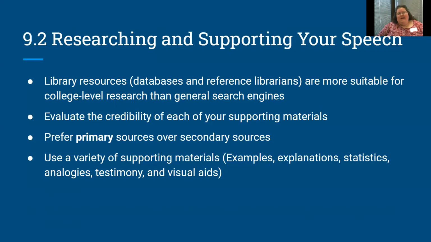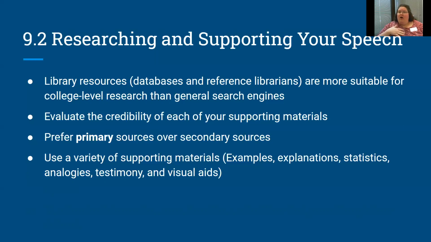So if you look at encyclopedias, those sorts of things, that's all secondary research. And it's just not as valuable in this type of setting as primary sources. And then the last thing I want you to remember is use a variety of supporting materials in your speech.